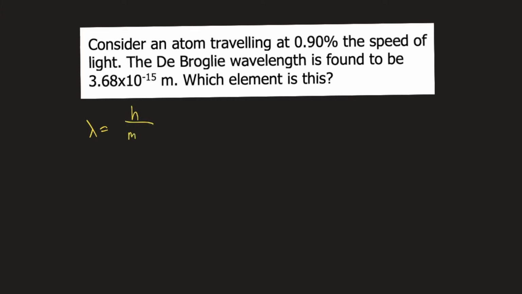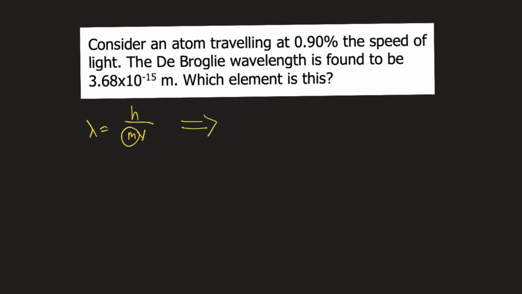h over mv. Lambda is the de Broglie wavelength, h is Planck's constant, m is the mass of the atom or the particle, and v is the velocity. So if we read the problem, we are already given lambda, we are given the velocity, and we also know Planck's constant. So what is missing is m, the mass of the particle, which we can solve if we rearrange the equation.